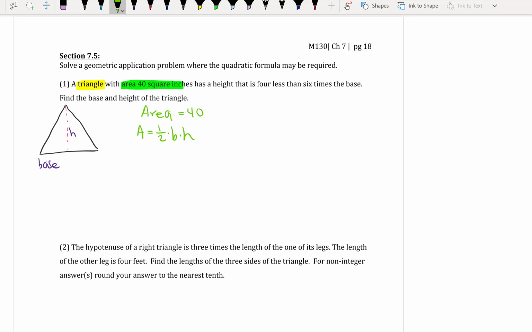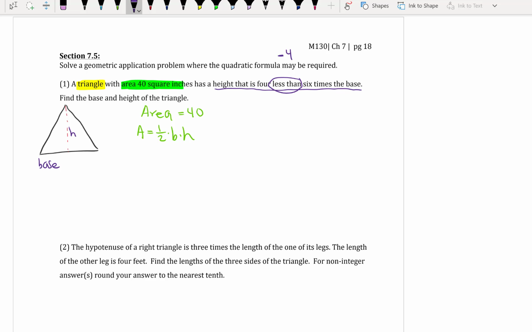Now, let's read a little bit deeper. It says that the height is 4 less than 6 times the base. So less than, I know I'm going to be subtracting. That less than tells you to reverse the order, so subtract 4.